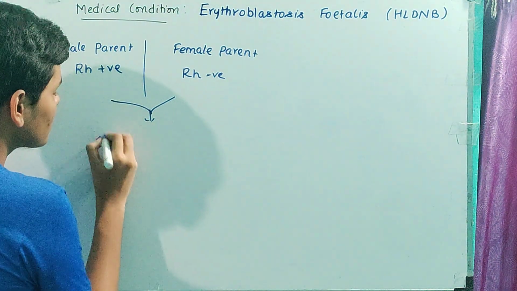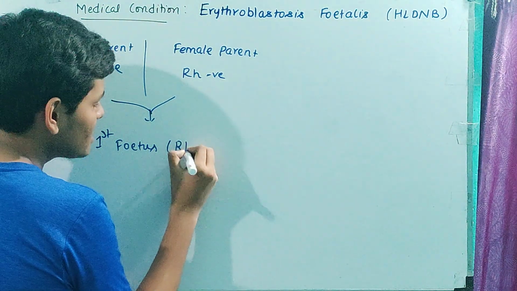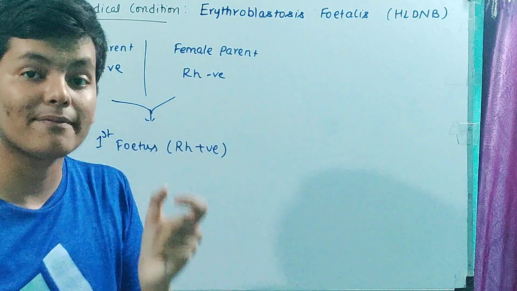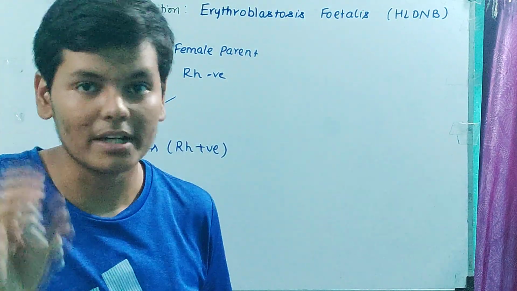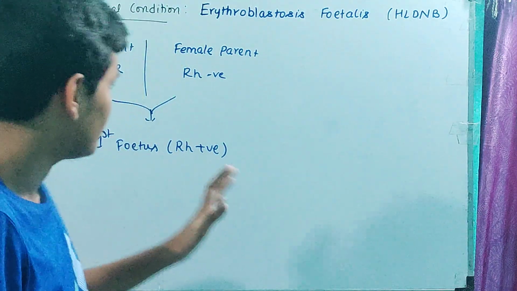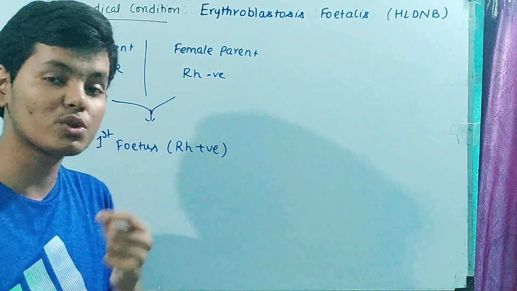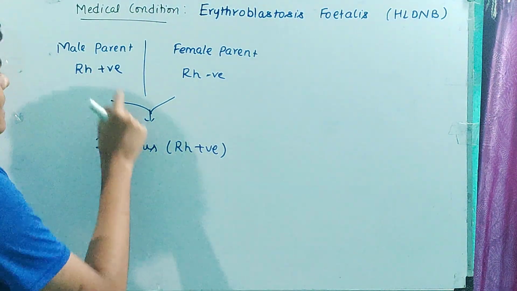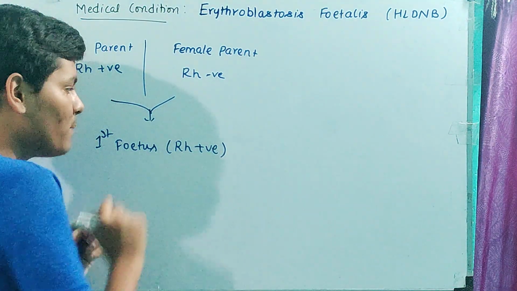Now, if the male parent is RH positive and the female parent is RH negative, the first fetus will be RH positive because RH positive is found in 80% of individuals. It means RH positive is a dominant gene. Wherever there are positive and negative in an individual, the positive will be able to show its character much better than the negative one. That is why we say that RH positive is a dominant gene. So the fetus will be RH positive.